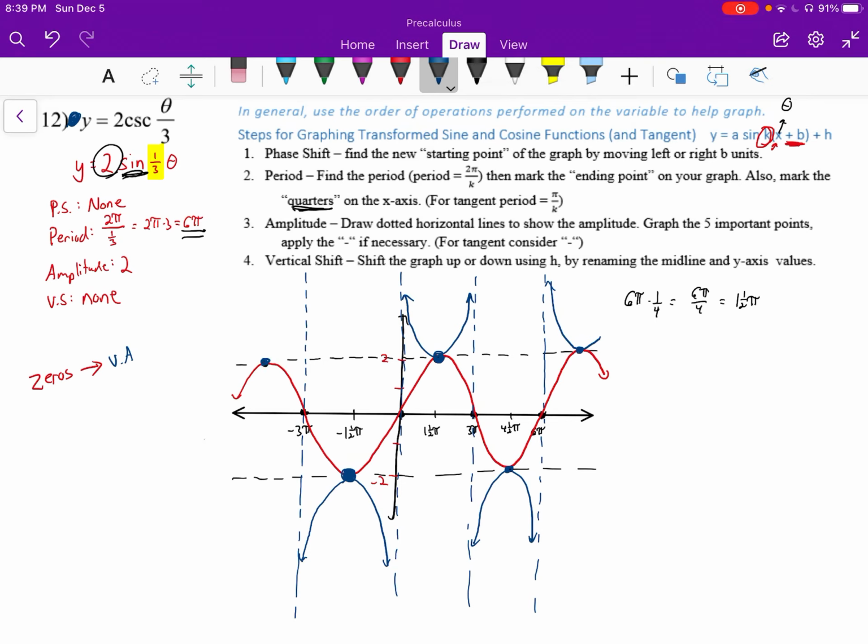And we'll put this part here. And so once again, that blue section, not the red section, but the blue section is the graph of 2 cosecant theta over 3.